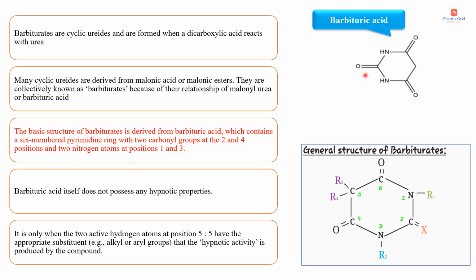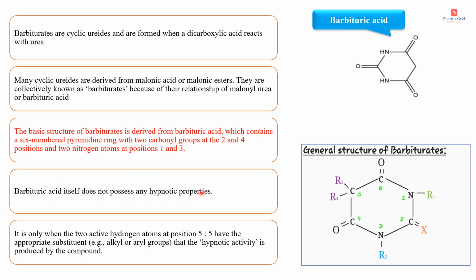So this is the basic structure of barbituric acid. This is a six-membered pyrimidine ring, and it consists of two nitrogen atoms in the first and third positions. The numbering will start from either one of the nitrogen atoms, and you can see carbonyl groups, also known as keto groups, in the 2, 4 and 6 positions. So this is the general structure of barbituric acid, and if you know the basic structure, you can easily identify the specific drug, especially in case of your exams. This barbituric acid does not possess any hypnotic properties.